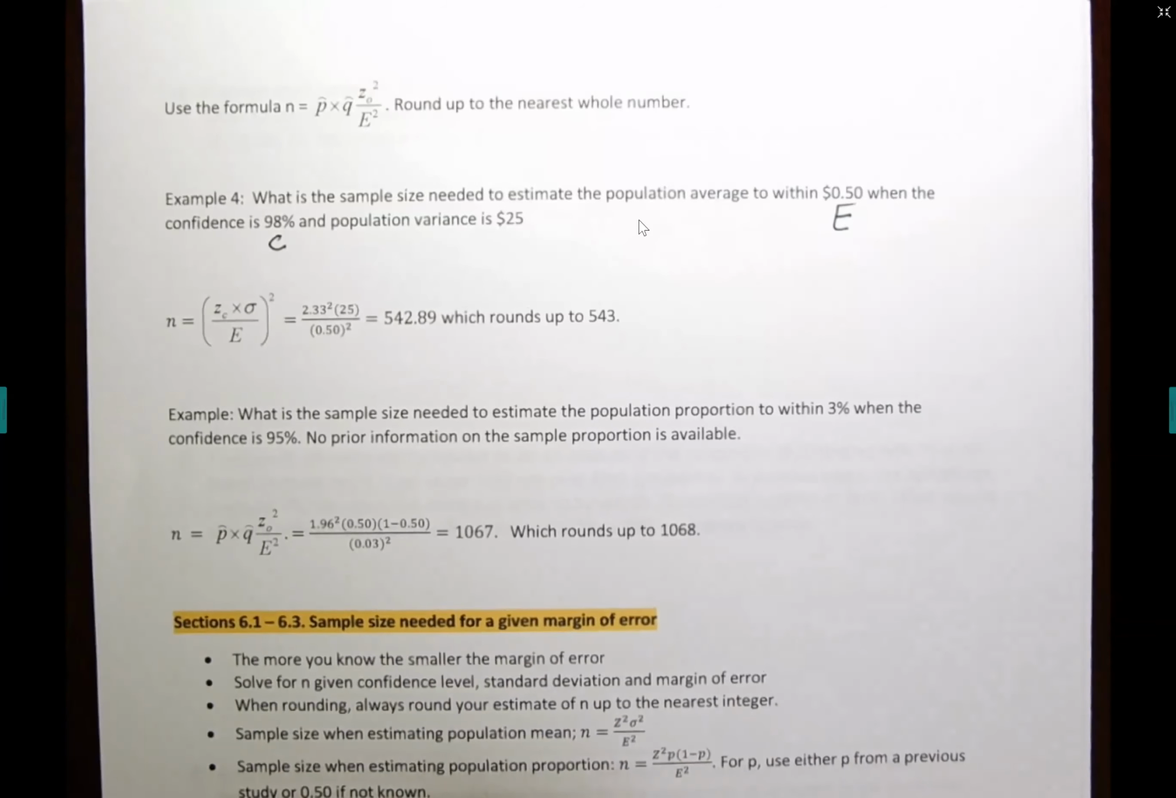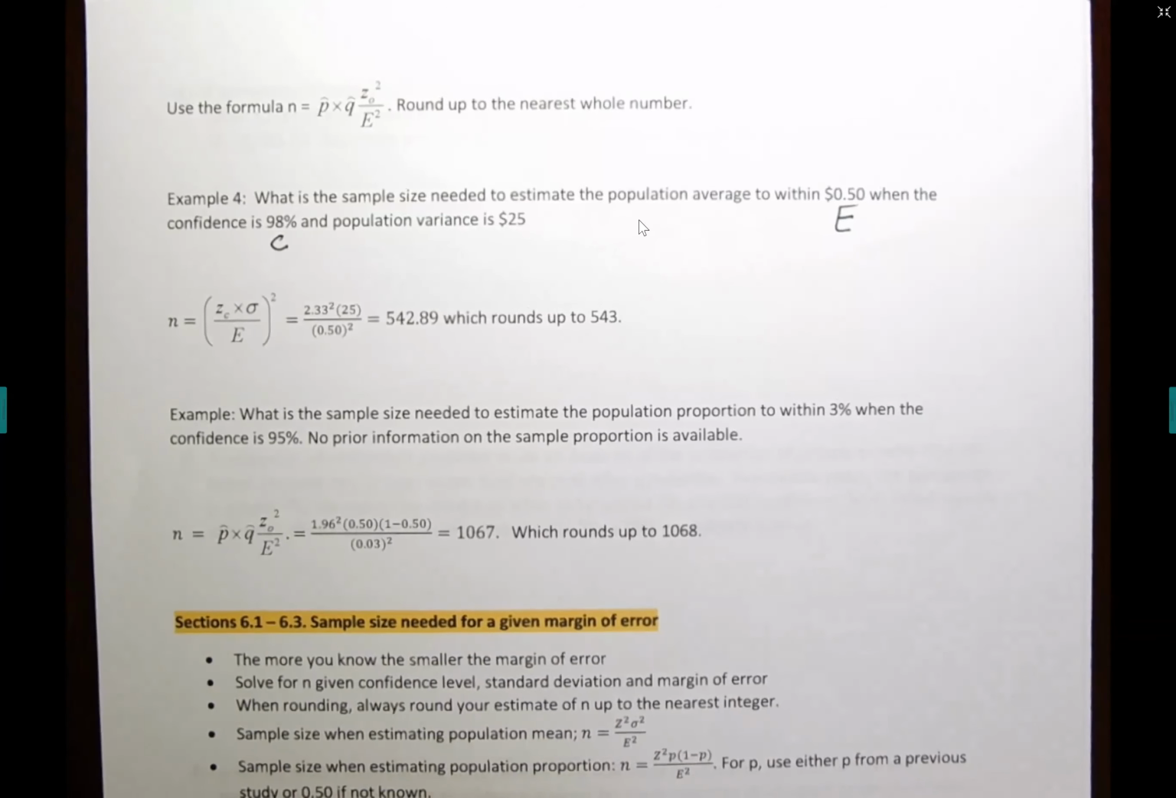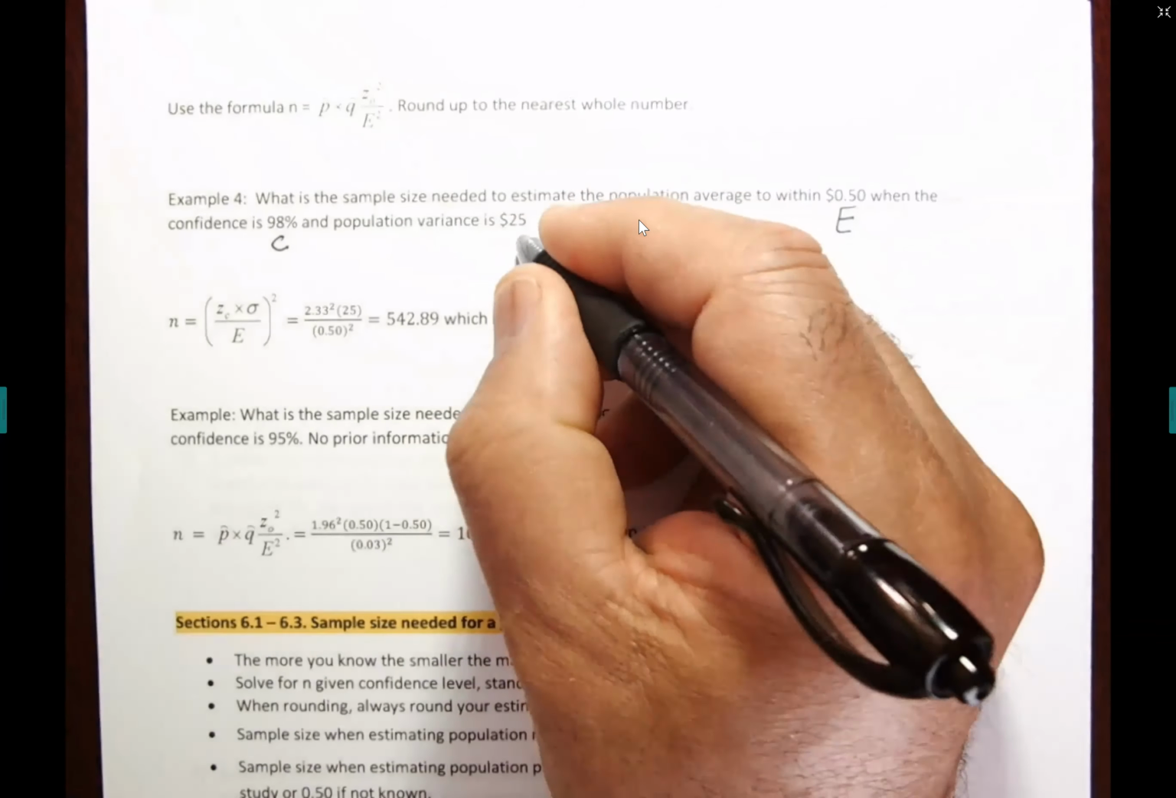Okay, so this session now, it's being recorded. We're doing example 4, continuation of chapter 6. What is the sample size needed to estimate the population average to within $0.5 when the confidence level is 98% and the population variance is 25? Remember, he gave you population variance here.